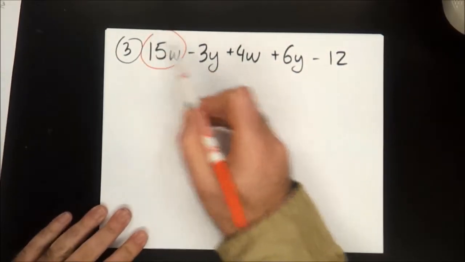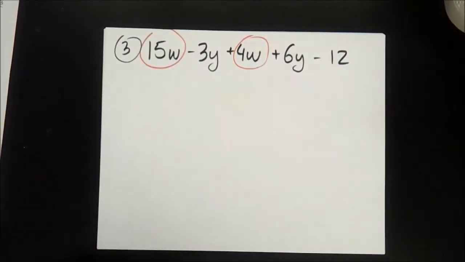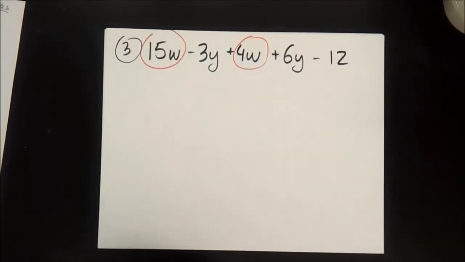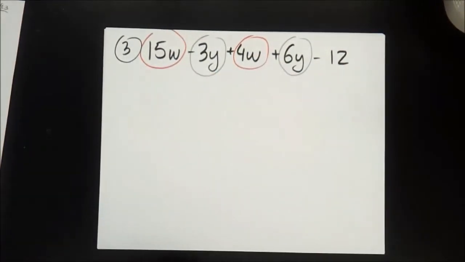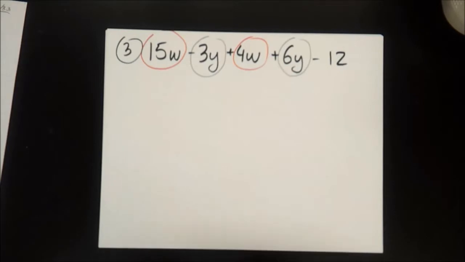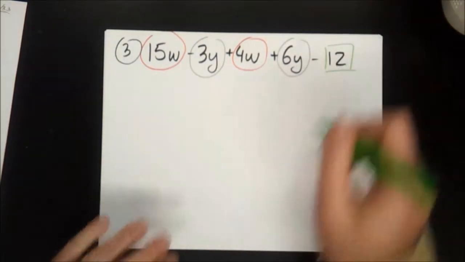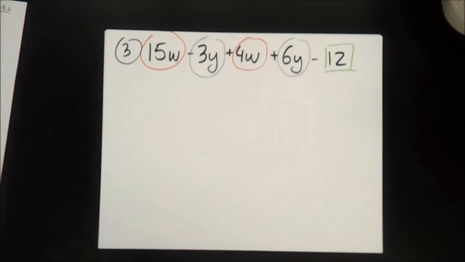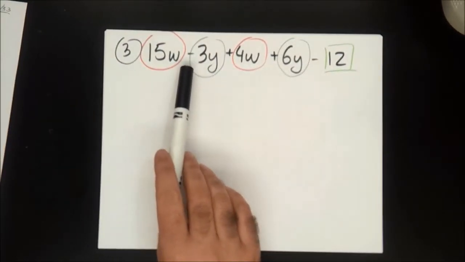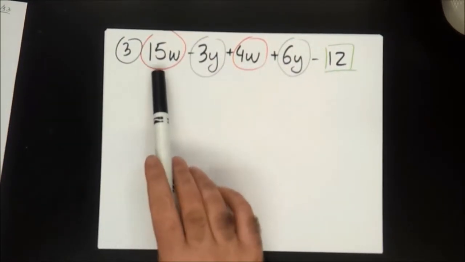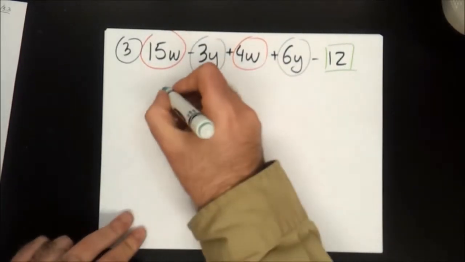I have a w term. Then I have y terms. Use a different color for the y terms. Y term, and then I have a single lonely constant, all by itself. All right. Again, let's combine our like terms, because that's the only thing you can do here in simplification problems like this. 15w plus 4w, ignore this negative because it belongs to the y term. We're looking at w terms here. 15w plus 4w, that's 19w.